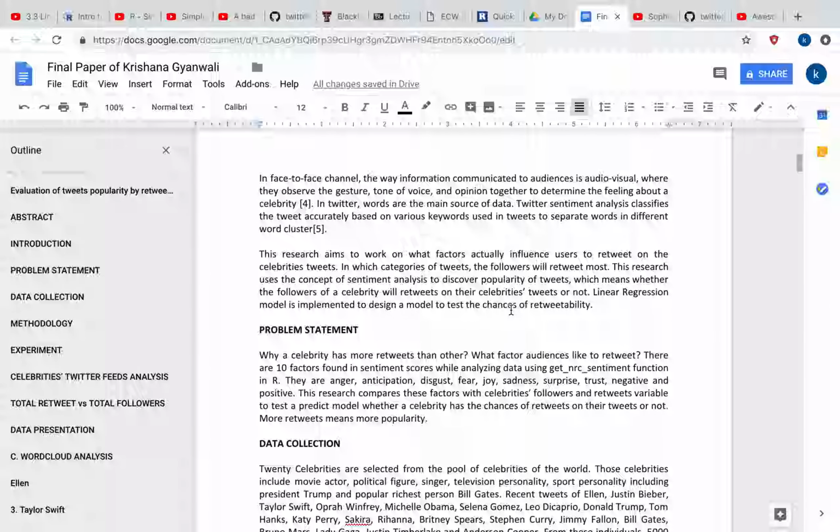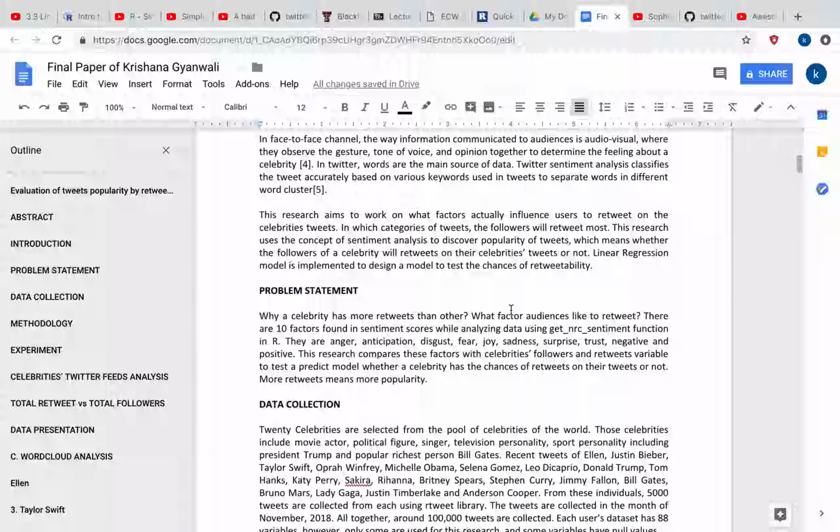The reason behind this research is what actually influences users to retweet. There are retweet counts, and then there is the total followers count. So it calculated the percentage of popularity based on those two variables.